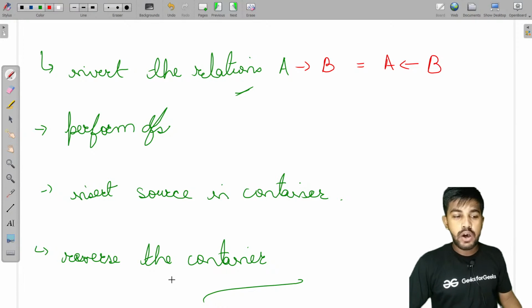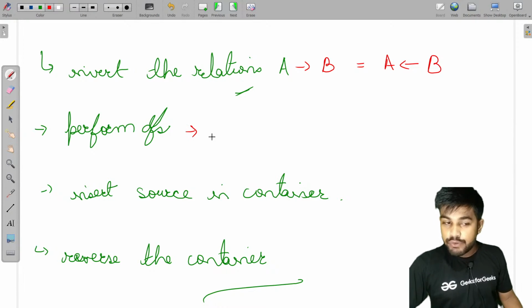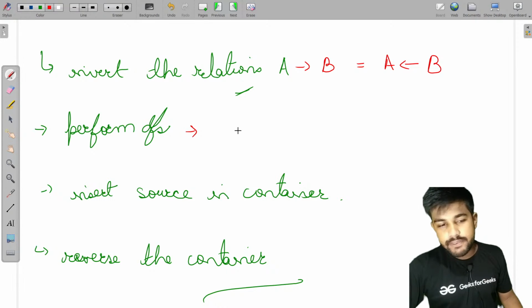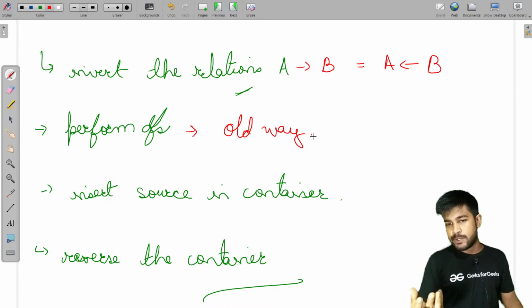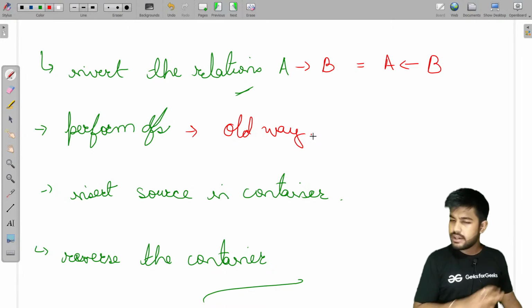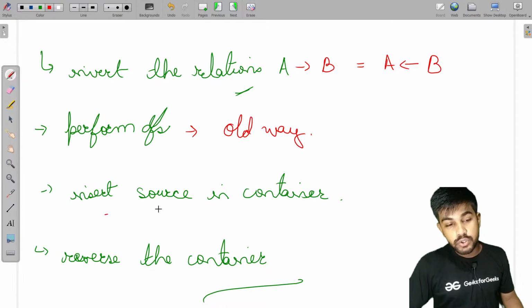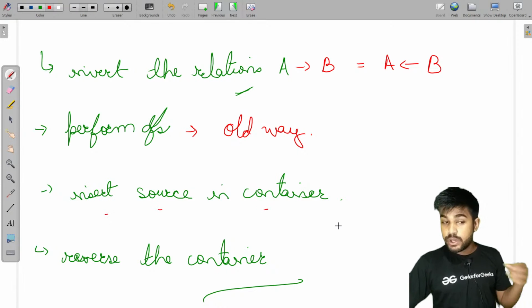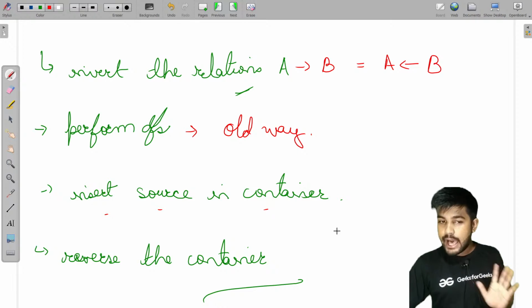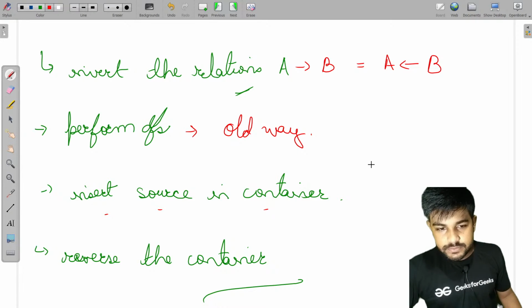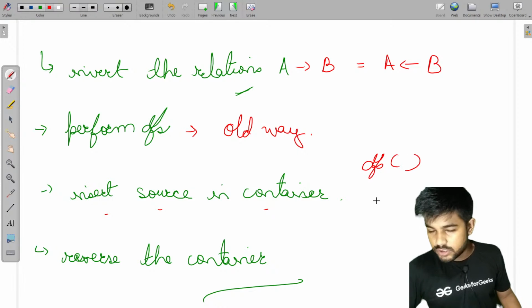Now perform DFS. What would we do? Do a DFS like the same old way. Simple. Just visit the node, and if the neighbors are unvisited, visit them. This is it. No problem. Insert source in the container. Now, when to insert the source in the container, I would be telling you. Just write DFS. Good to go.